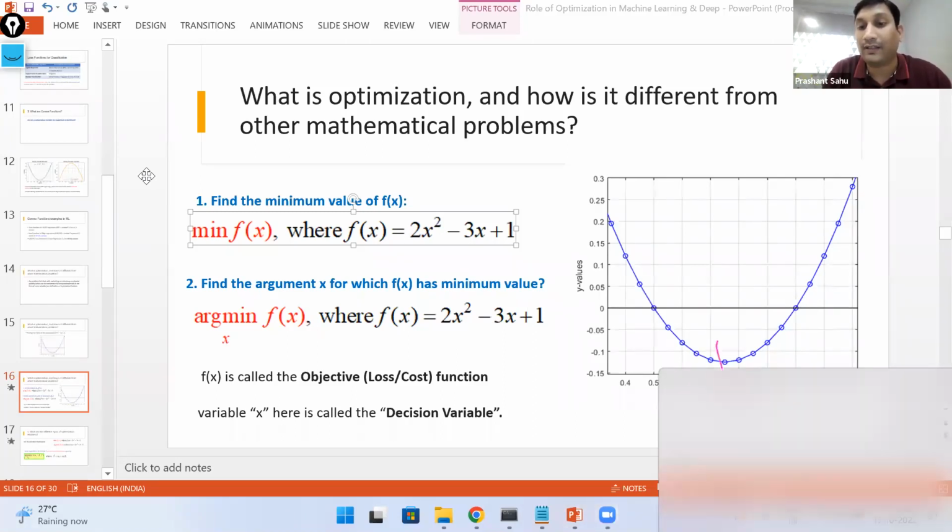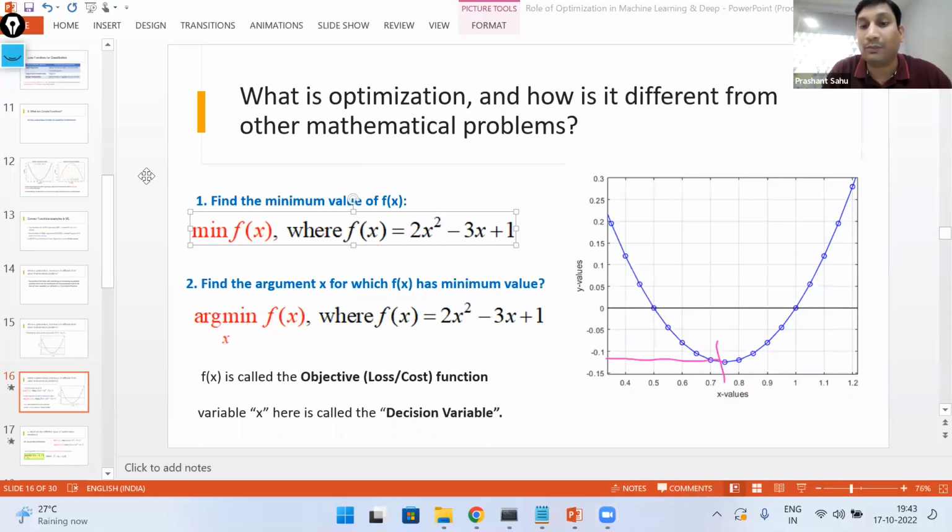Can you see on the y-axis? The minimum value of the function would be somewhere here. That is probably negative 0.125. That is the center point of 0.1 and 0.15. So you'll get somewhere here. So that is the solution to this problem.